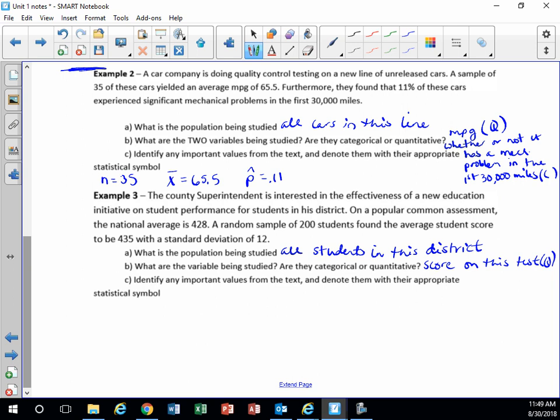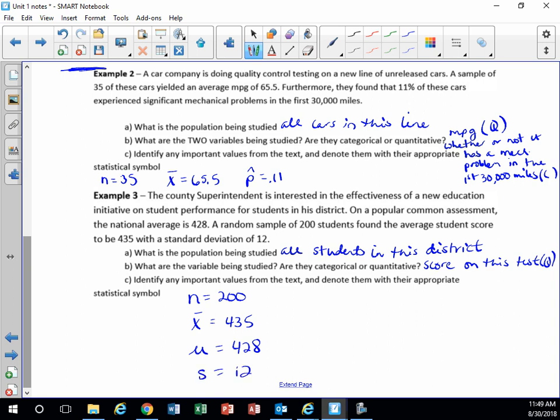What do you got? N is 200. I like that. David, you got one? Yep. All right, what else? U is 428, yes. What else? S equals 12. Good. All right, that's all I have for that one.